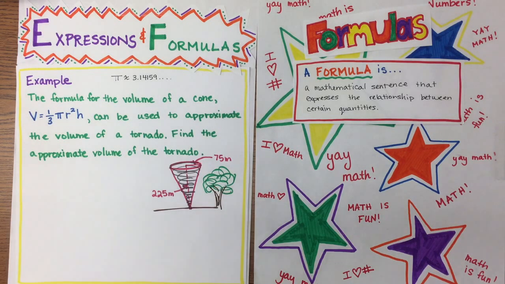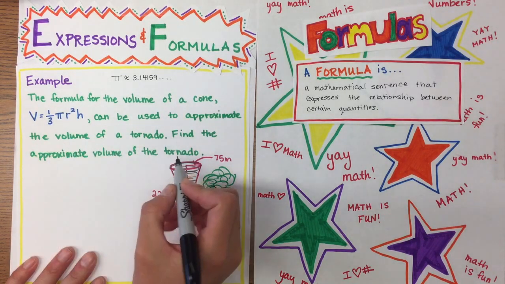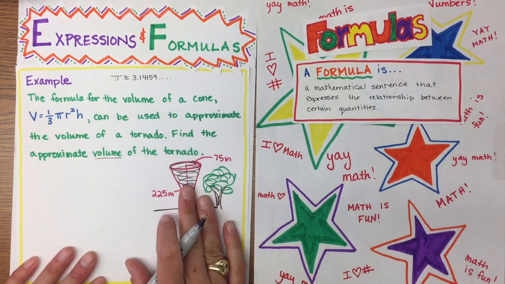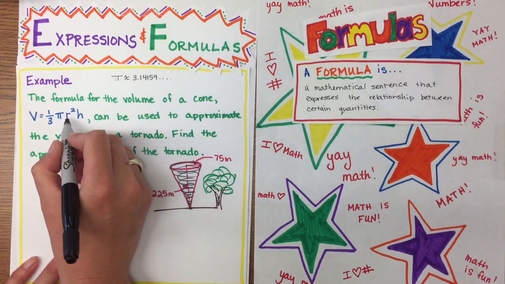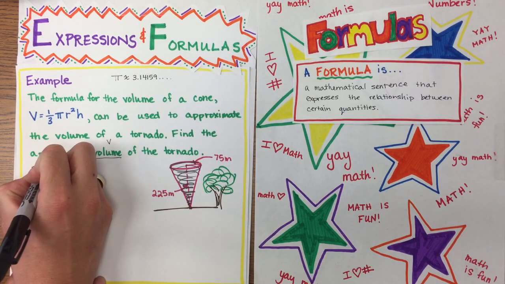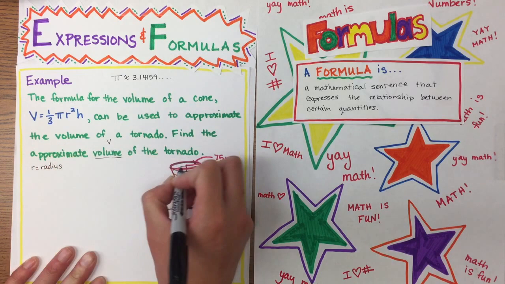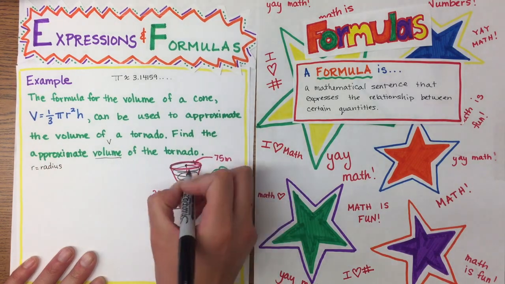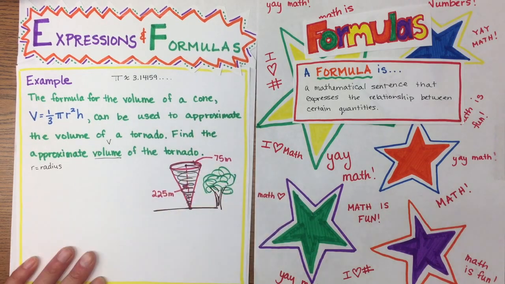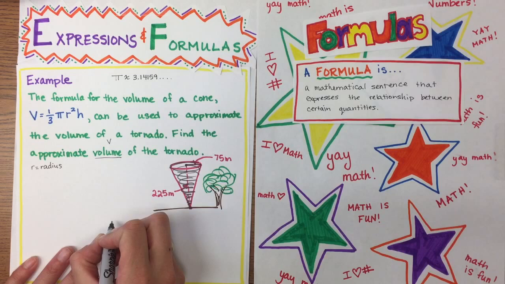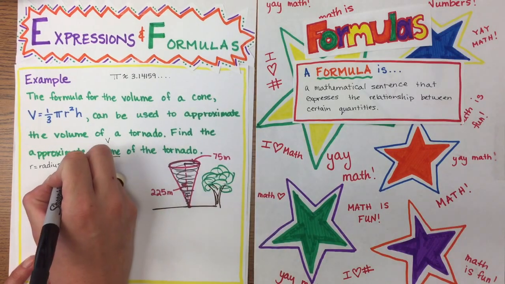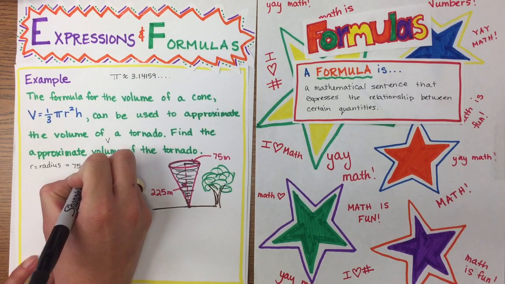So this formula can be used to approximate the volume of a tornado. Find the approximate volume of the tornado. So I'm being asked to find volume. So volume, or V, is going to be my unknown. R is radius, and radius is from the center of the cone out to the edge of the cone at the highest side. So that's this piece right here, which is 75 meters. So my radius is 75 meters.